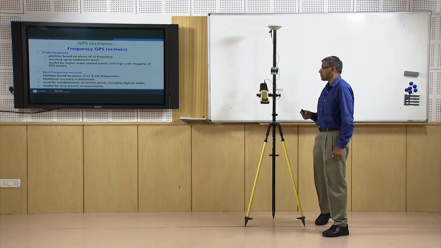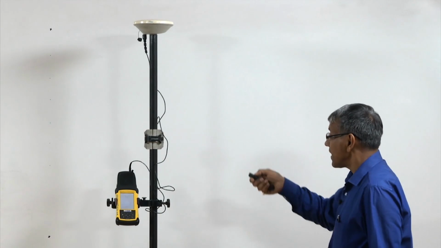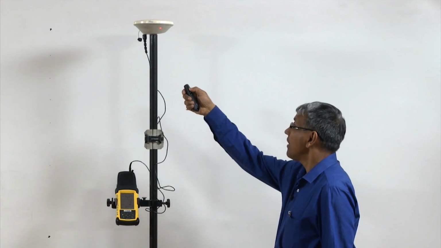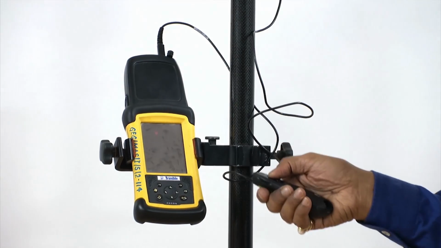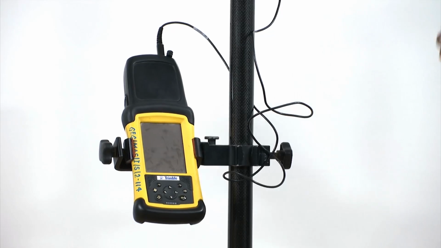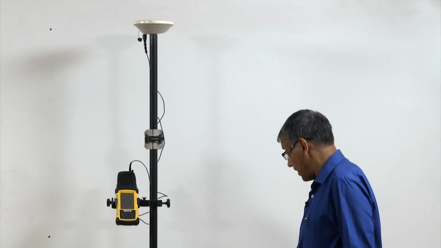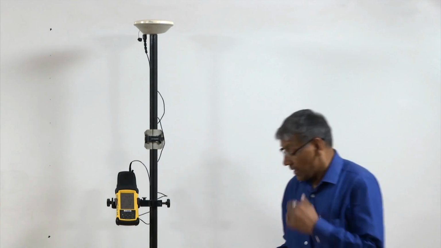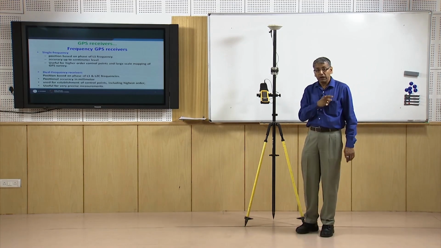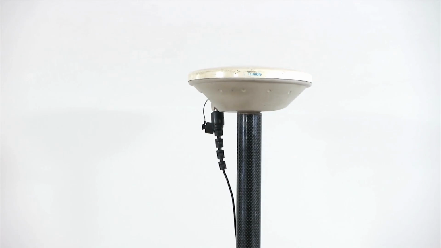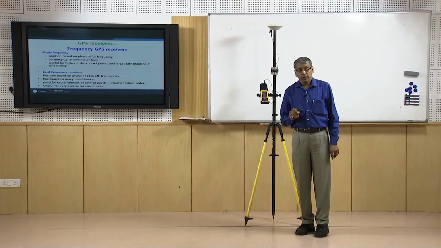Let me now demonstrate a single frequency GPS receiver. Here you can see a receiver, where this is the antenna, this is the receiver and this is the controller. Receiver and controller are together and they are connected to the antenna using a connector, and they are mounted on a tripod stand. If we take this arrangement outside this room in open sky, then through this antenna we will be able to get the GPS signal and record it through this GPS receiver.